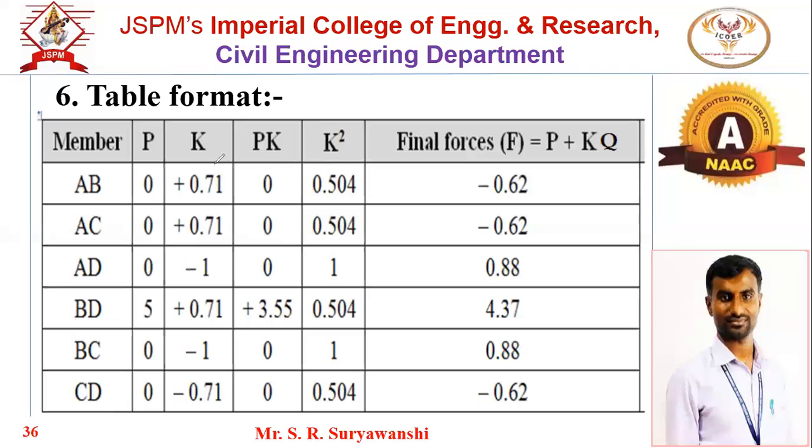Now, once you work out the P and K analysis, then work out the Pk and K square. These are the mathematical calculations. After working out this table, make the summation. Summation of Pk and summation of K square. Make the summation of this column and make the summation of this column.